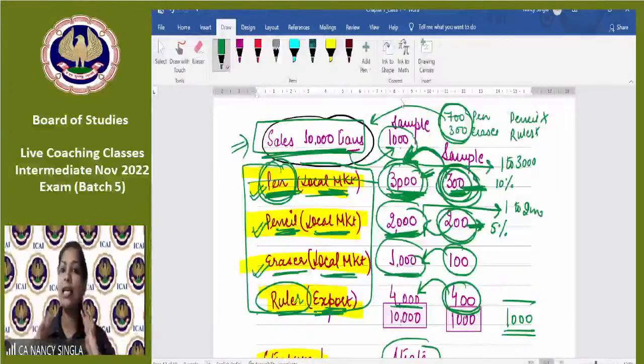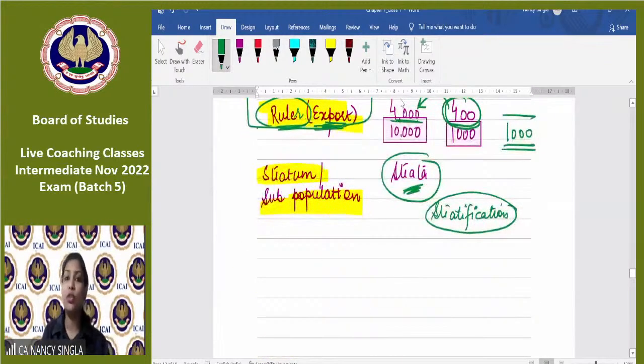So this is the process of stratification, whereby we have understood that stratification may be done based on any criteria. It can be region wise, it can be product wise, it can be with respect to trade receivable. If you remember, we saw that it can be done as per the age of the trade receivable also. And it may be done with respect to the values.